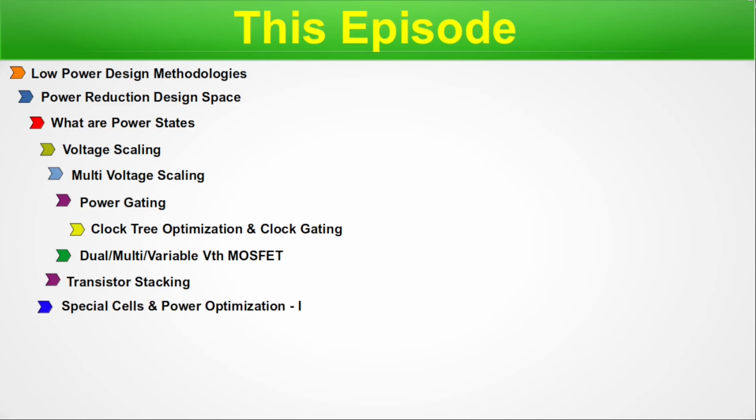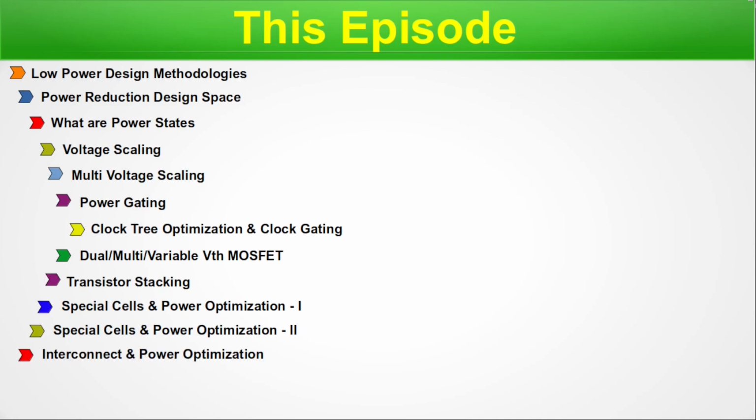This is the first slide on this topic. There is another slide on this same topic, special cells and power optimization 2. After that, interconnect and power optimization. And finally, tools and power optimization. So today we will discuss how power is optimized in CMOS technology. Now let's move to the next slide.